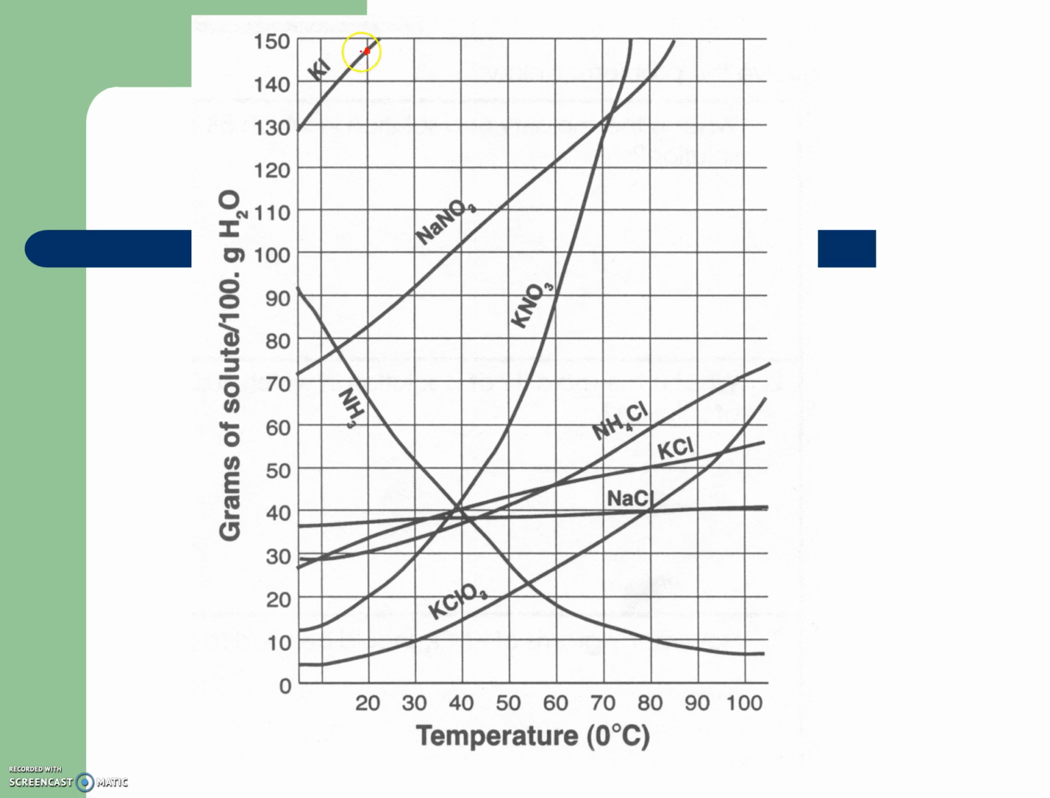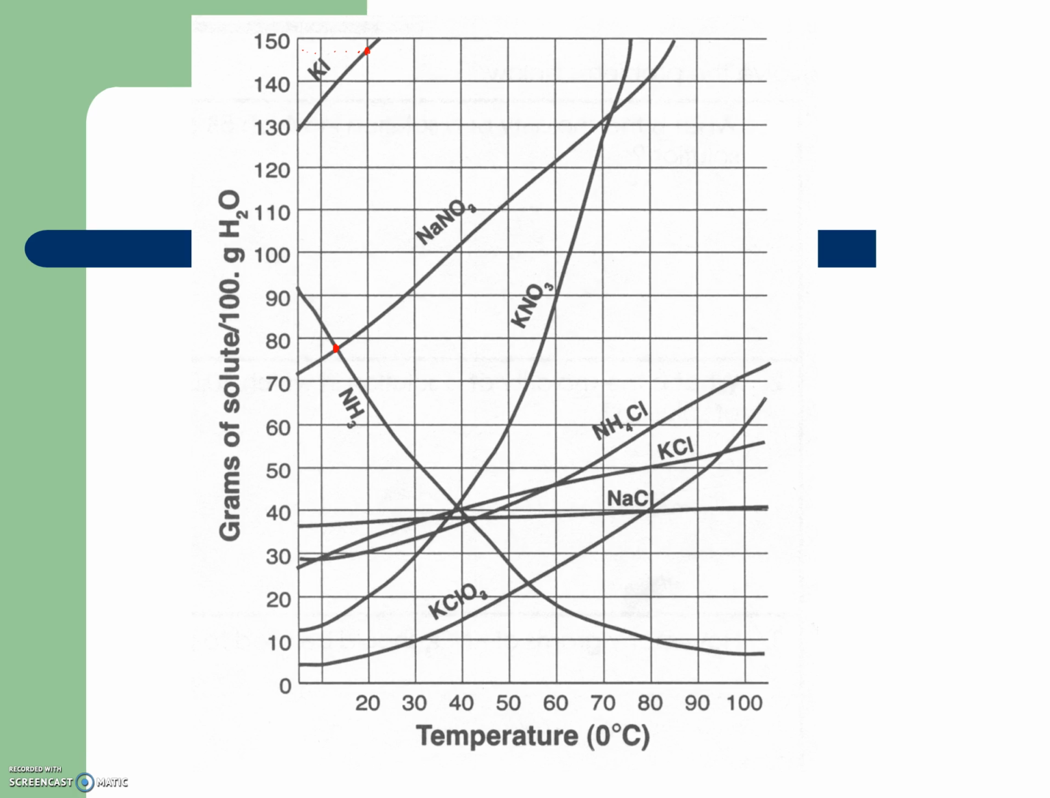The number of grams that dissolve, I read this across, and it's somewhere between 140 and 150. Obviously, there's a little wiggle room, but maybe somewhere around 147 grams of potassium iodide are soluble at 20 degrees Celsius. So it's highly, highly soluble. Sometimes things will say, at what temperature do ammonia and sodium nitrate have the same solubility? So if they have the same solubility, we're looking where they intersect. And where they intersect is right here, and that temperature is somewhere between 10 and 20 degrees, so maybe 14 degrees Celsius. They have the same solubility.